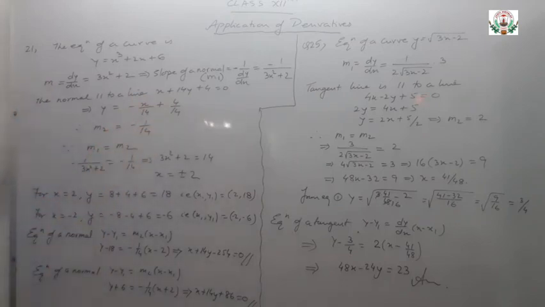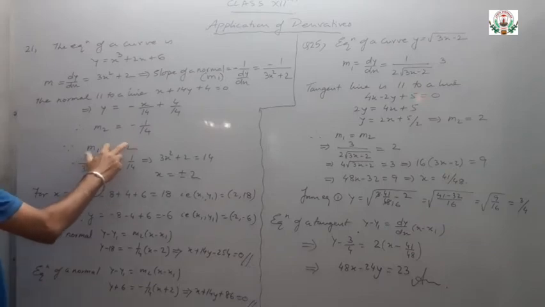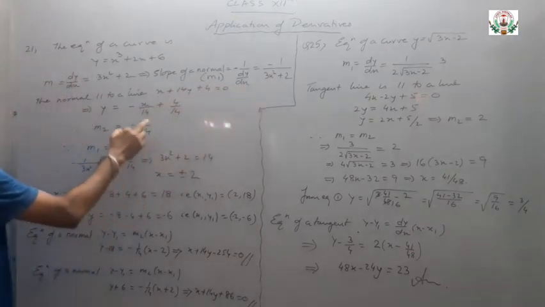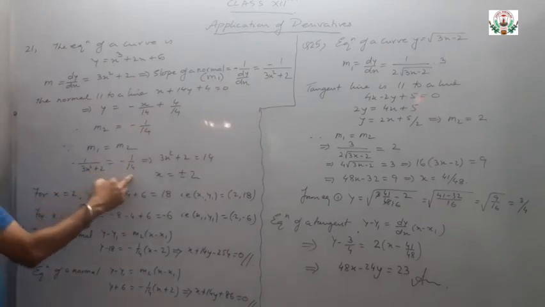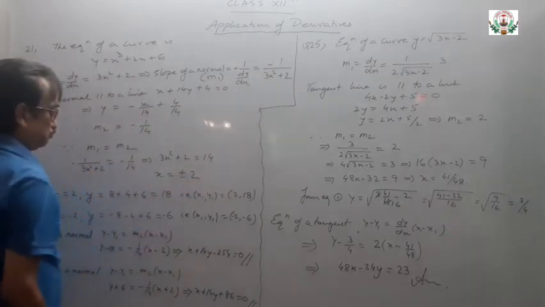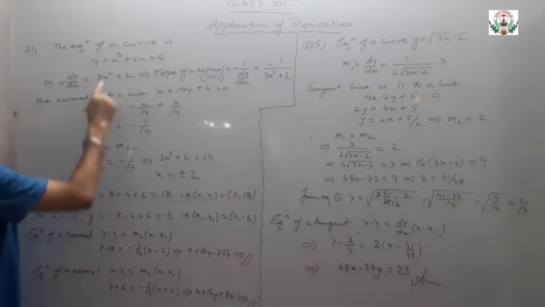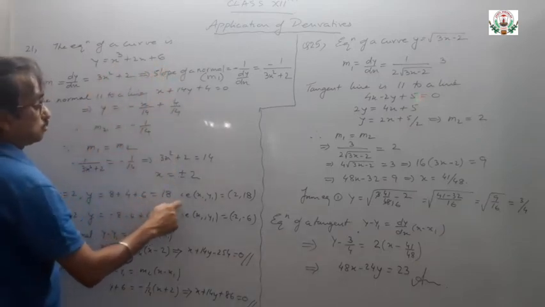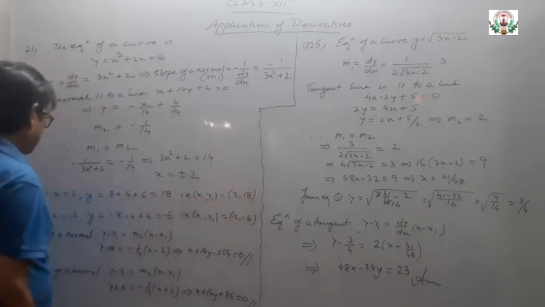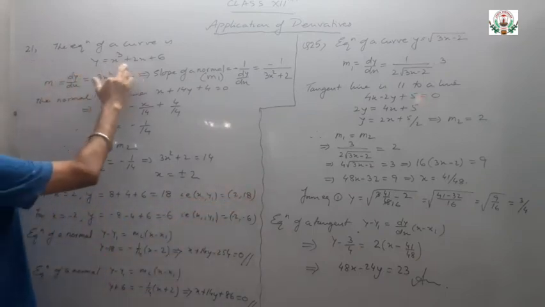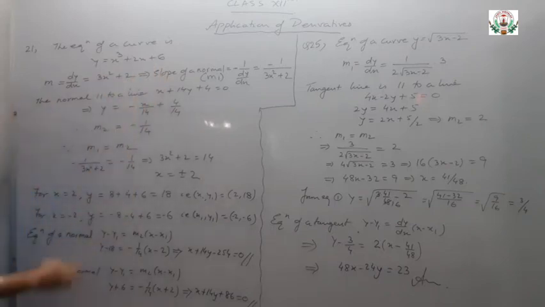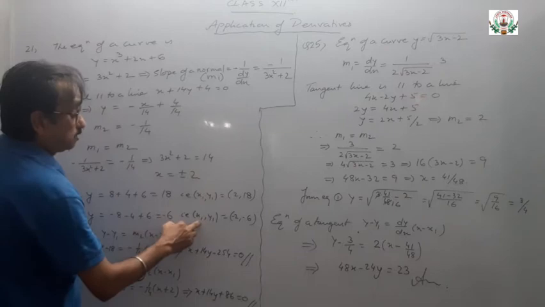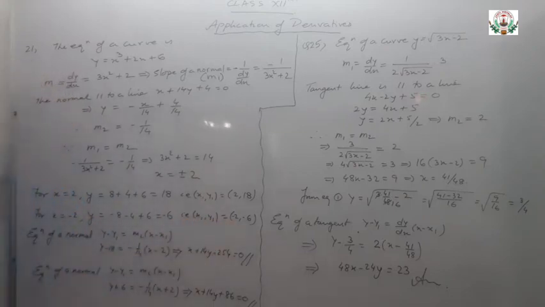Since it is parallel, the gradients will be equal. Minus 1 upon 3x square plus 2 will be equal to minus 1 by 14. After solving, we get x equals plus or minus 2. For x equals 2, substituting in the equation of the curve, we get the value of y as 18. So the point is (2, 18). For x equals minus 2, on substituting in this equation, we get the value of y as minus 6. So the second point is (x1, y1) equals (minus 2, minus 6).